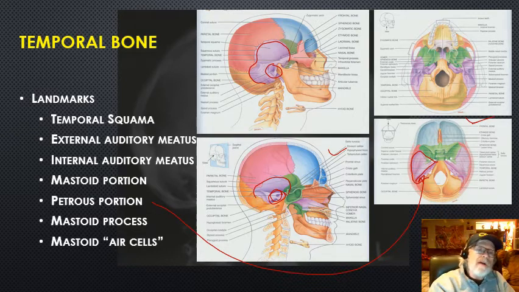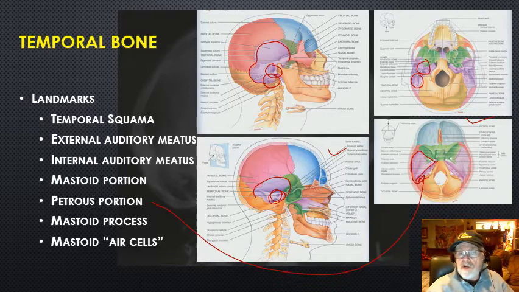So we have our external auditory, or acoustic, meatus, the internal auditory meatus, and the mastoid portion, which is basically the portion that sticks out behind the ear, that portion right there, and you can see it right there. There's the styloid process right there on that. Mastoid air cells are, again, those cells in the mastoid.